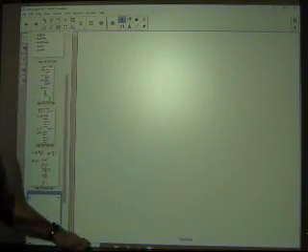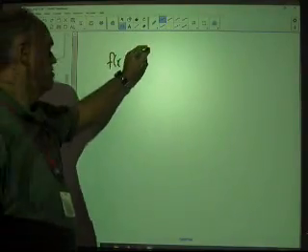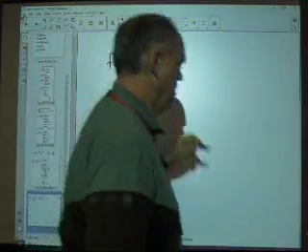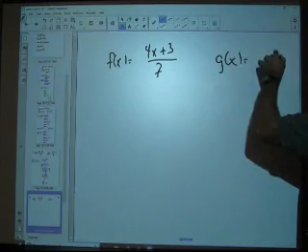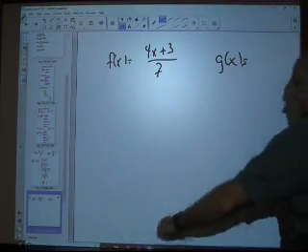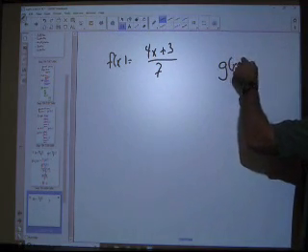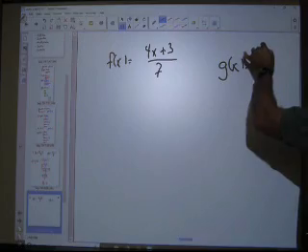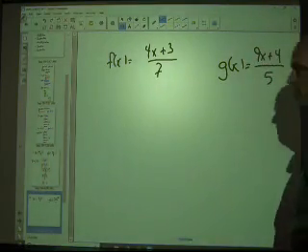So to the question at hand now. Let's try this. Let's let f of x equal 4x plus 3 over 7. And let's let g of x equal 9x plus 4 over 5, and make sure it doesn't work out. Okay, that'll work.